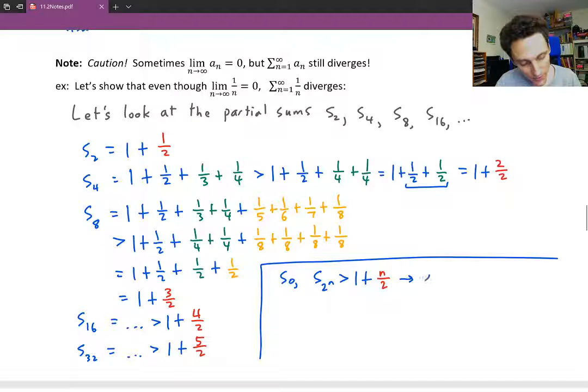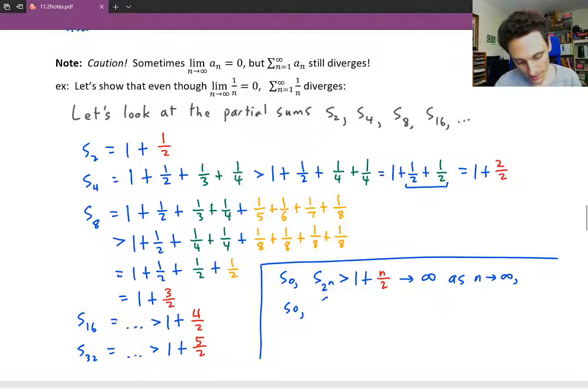But that's going to approach infinity as n approaches infinity. So our partial sums of the 1 over n series are bigger than these expressions right here, which themselves are blowing up to infinity. So our partial sums are going to blow up to infinity as well.